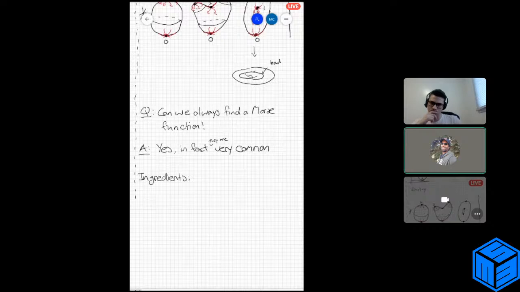The ingredients are Morse functions. In particular, I want the information of a non-degenerate critical point with index. This will be the ingredients to our donuts.